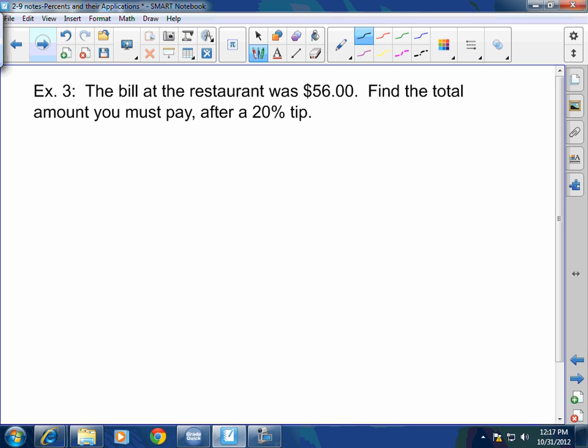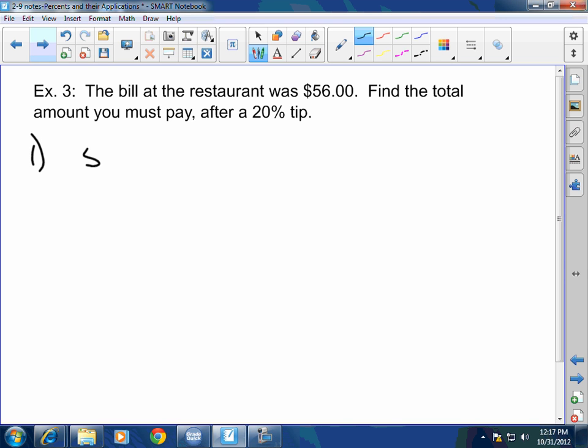Okay. Another example of this. The bill at a restaurant was $56. Find the total amount you must pay after a 20% tip. This is the same thing. When you are giving a tip to a waiter or a waitress, are you adding to the total or taking away from the total? I'm adding to the total.